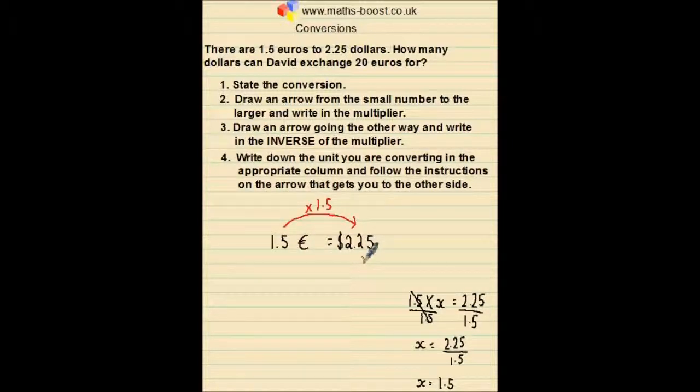Step 3 is to draw an arrow going the other way and write in the inverse. We write down the 20 euros in the appropriate column and follow the instructions on the arrow that gets me to the other side, and you should see that David gets $30. And again, I can't emphasize enough in maths how one topic often depends on another. So this is conversions, however, quickly it can become an algebra question, and indeed if this was a non-calculator paper, then this would become a pen and paper arithmetic question too.